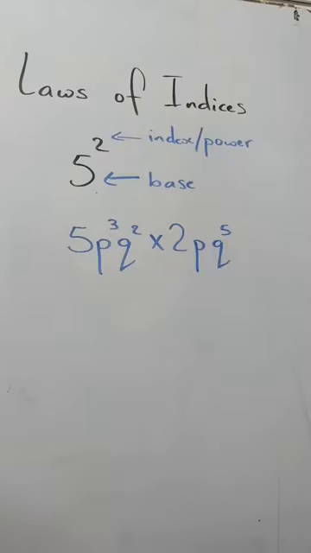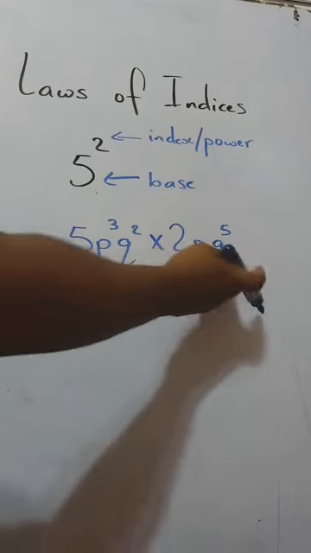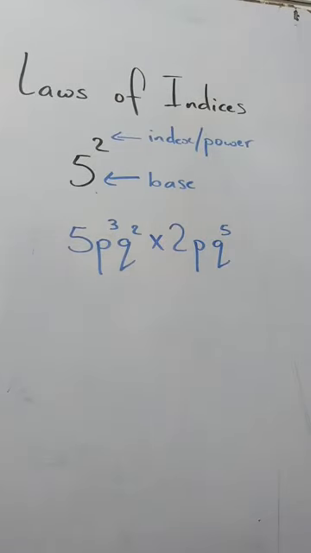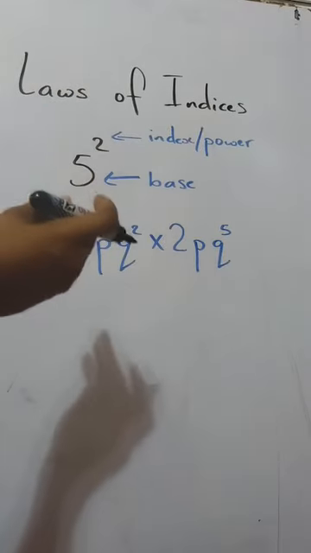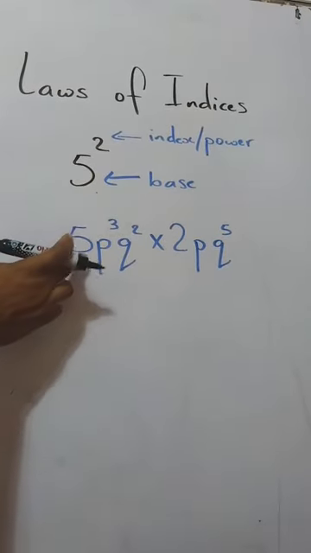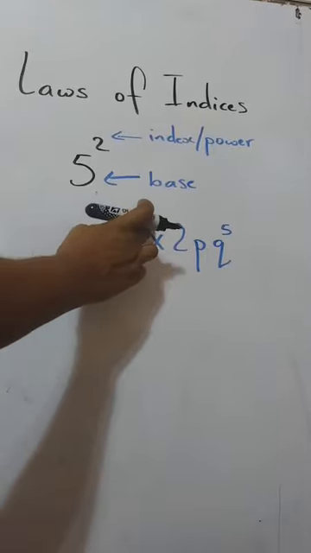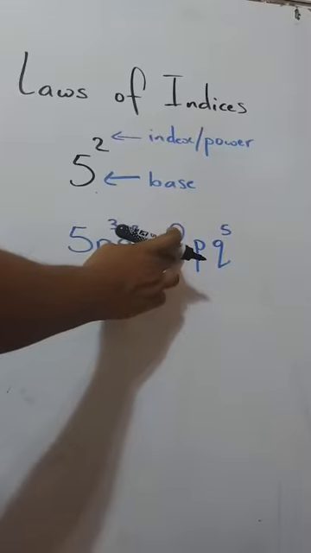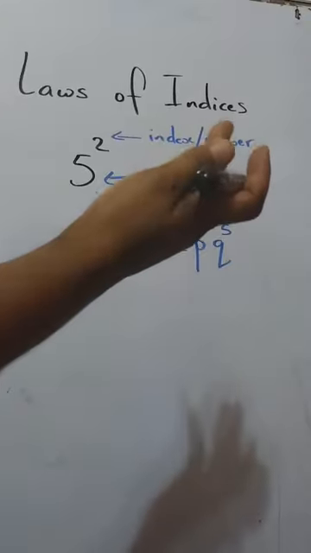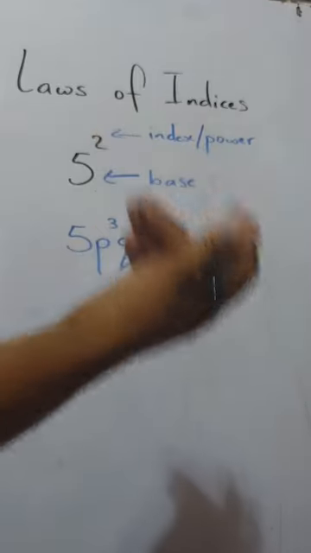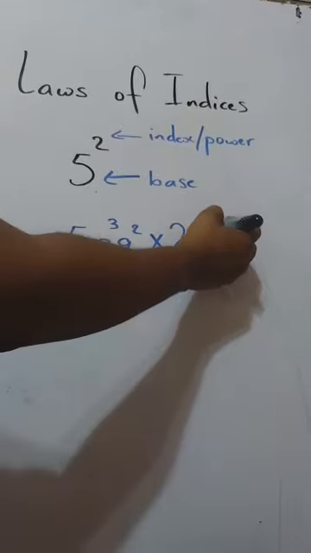All right, so let's go into the algebra of it now. What happens when you get an expression that has letters in it now? Let's look at this. Now I have the number here, 5, P to the third power, Q to the second power is multiplying 2, P to the power of 1.